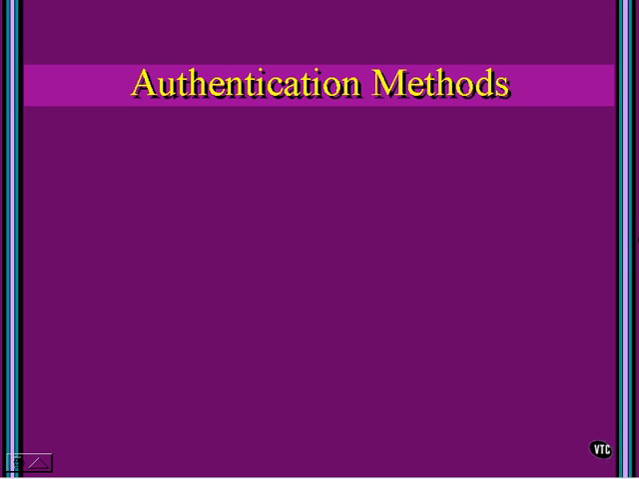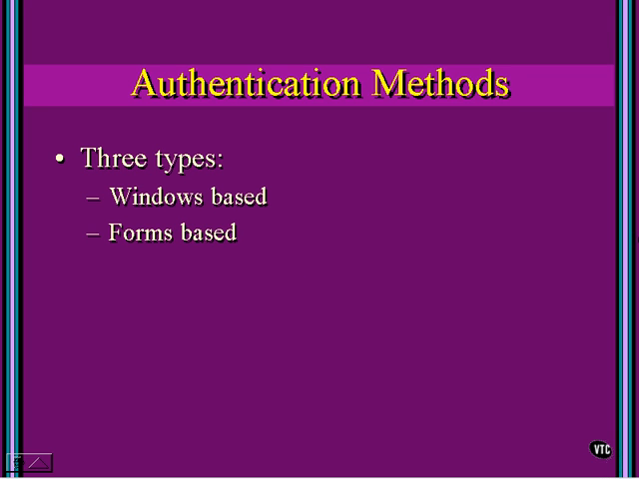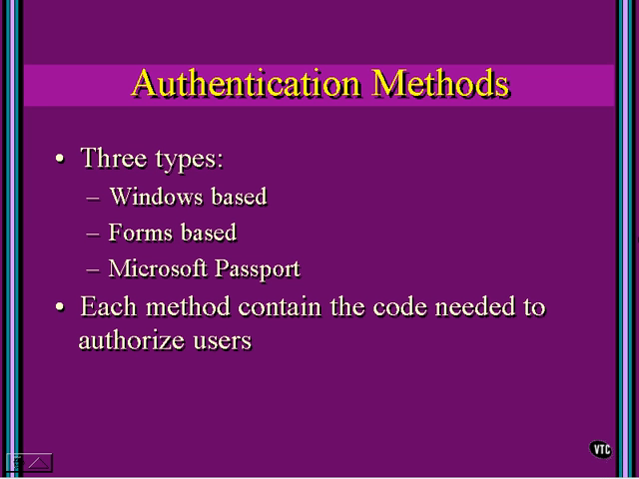Now, after taking a quick tour of the IIS administration tool and the configuration file, let's talk about the authentication methods that are available to us with an ASP.NET Web application. There's three basic types: Windows-based authentication, Forms-based authentication, and Microsoft Passport. Let's go through each of these and talk about what they are and what needs to be done to cause these things to work.